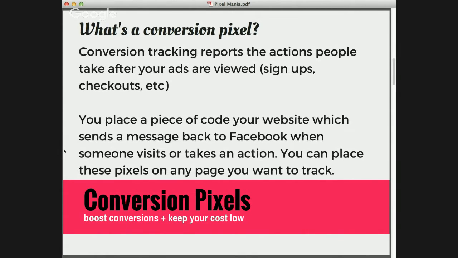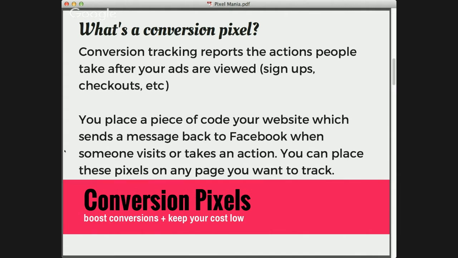So what is a conversion pixel? It's important to understand the difference between these two and how they work so you know when to use them. This is the Facebook definition here. Conversion tracking reports the actions people take after your ads are viewed. So if I see your ad on Facebook and I click through and I go sign up for your email list, that counts as a conversion. You place this piece of code on your website, and this is going to send a message back to Facebook when someone visits your website or takes this action.